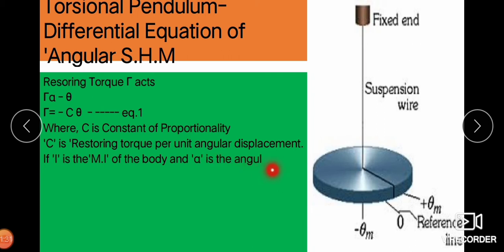Also, alpha is written as the second derivative of theta with respect to time, d2 theta upon dt square. Hence, we can write the next step as I alpha is equal to I d2 theta upon dt square.